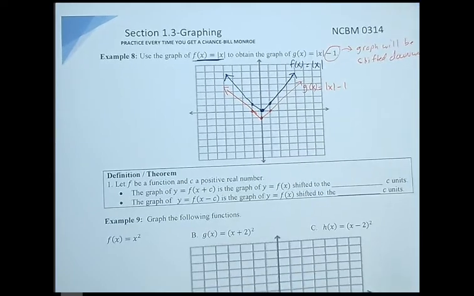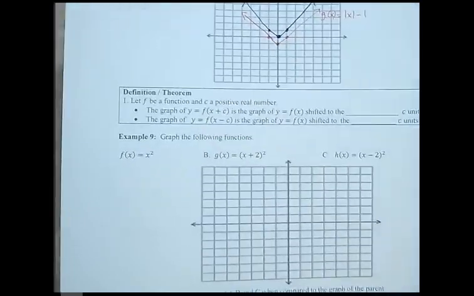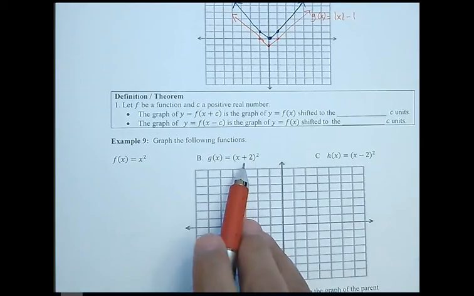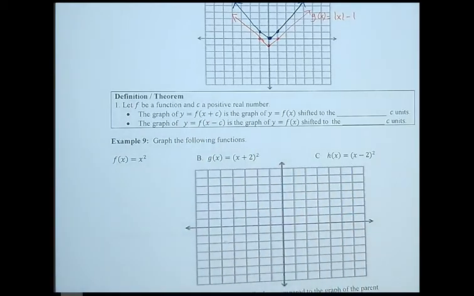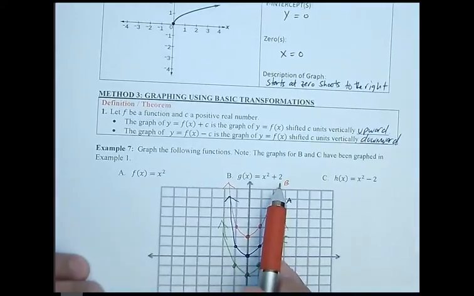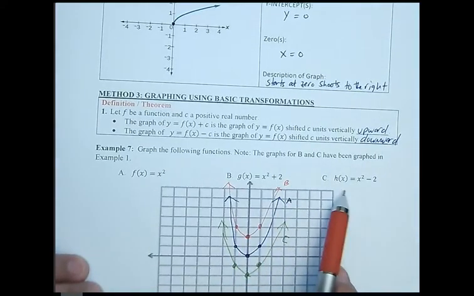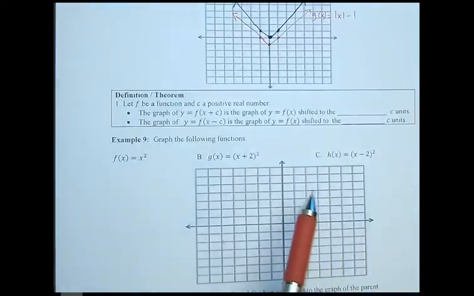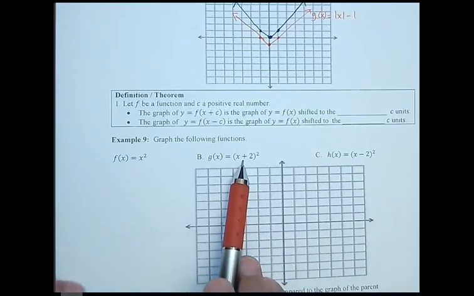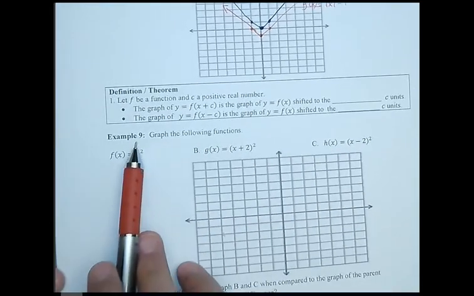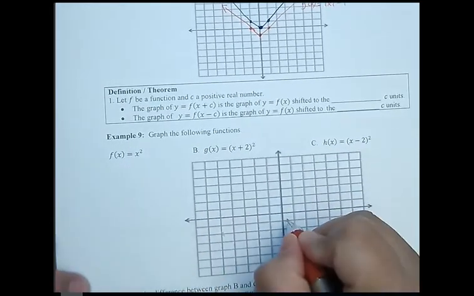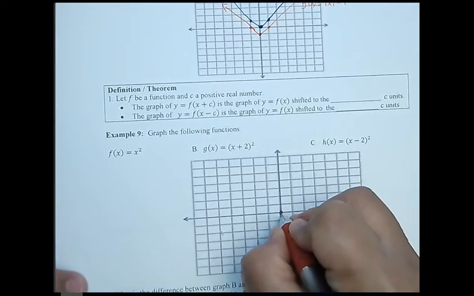So now let's look at what happens if we add or subtract the number in the parentheses. So the previous example was outside of my x squared. Now we're going to look at what happens inside of the problem before it's squared. Okay, so we start with our parent function. We know what this looks like. So I'm going to go ahead and graph that one.